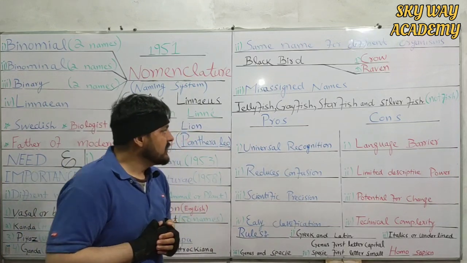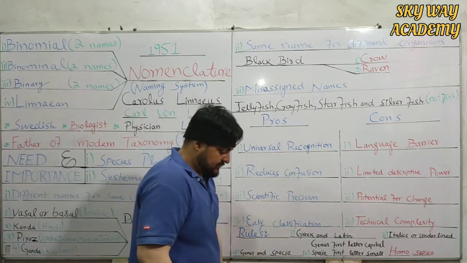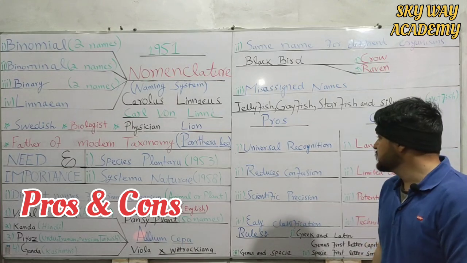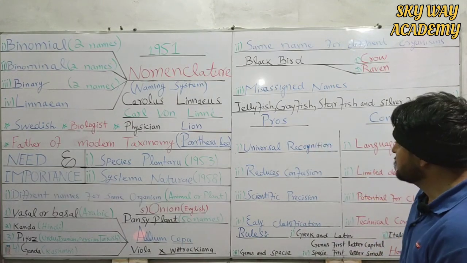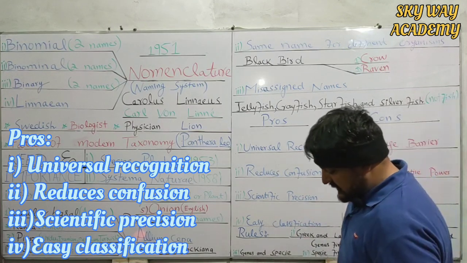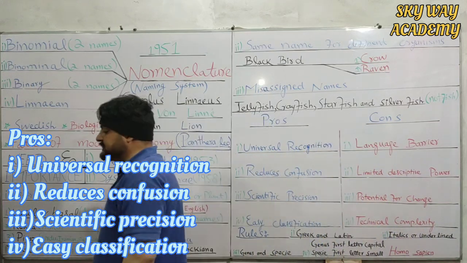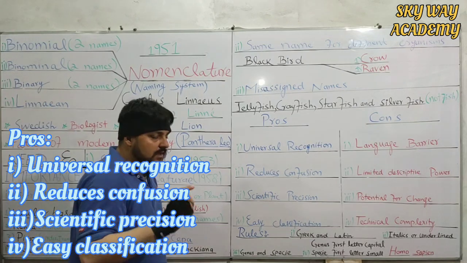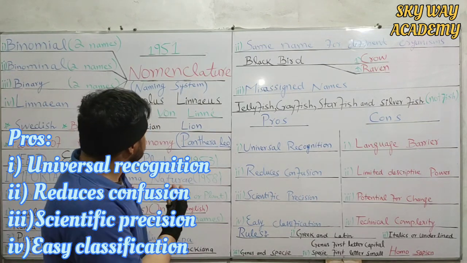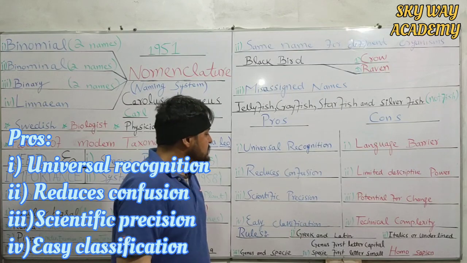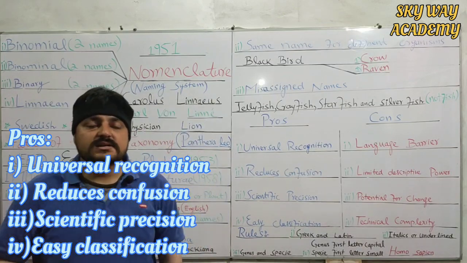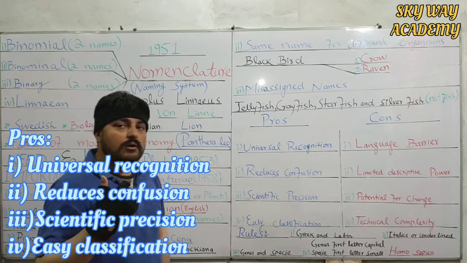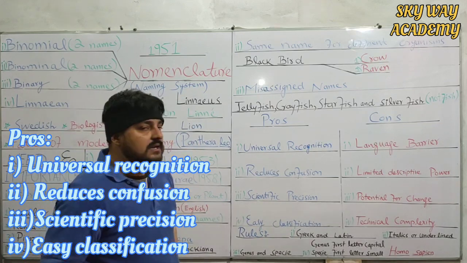Now let's move forward to the next part of this lesson, pros and cons. What are the pros of this system and what are the cons? Let's first discuss the pros. The first is universal recognition. We can universally recognize an organism by its single name. The second benefit of binomial nomenclature is that it reduces confusion among scientists. Now they can clearly identify an organism.